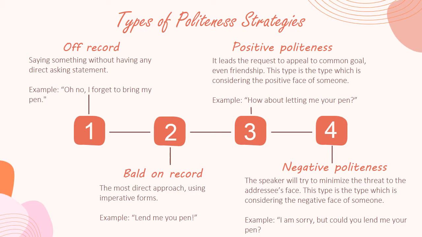The next material is about types of politeness strategies. There are four types. The first is off record. It is saying something without having any direct asking statement. For example, oh no, I forgot to bring my pen.